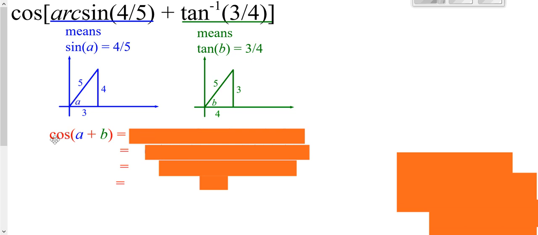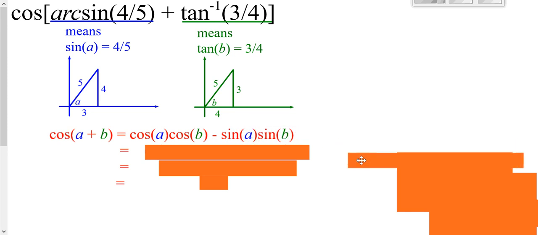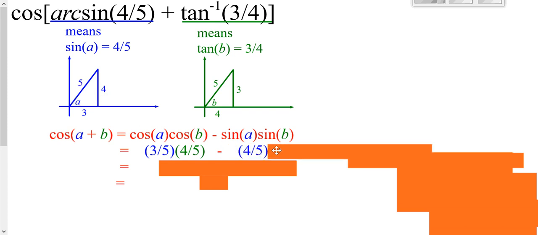We now have the cosine of our blue angle plus our green angle. Cosine of two angles added together, we can go cosine of the first angle, cosine of the second angle, minus sine of the first, sine of the second. So cosine A, we go to A, we do our cosine, 3 over 5. Cosine B, we go to B, we do our cosine, 4 over 5. Bring down our minus sign, then sine of A. So go to angle A, do our sine, 4 over 5. Sine of B, we go to B, we do our sine, opposite over hypotenuse.